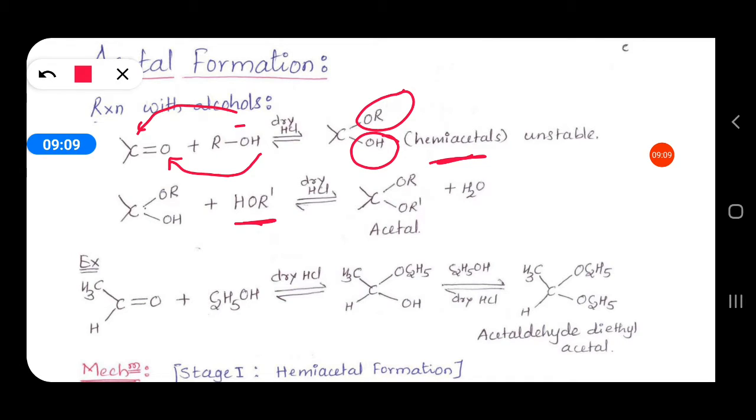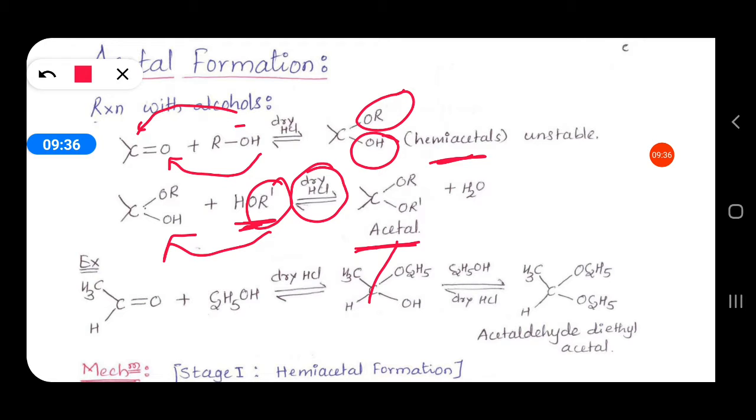So that may be the same alcohol or a different alcohol. That's why here R dash is taken to show a different alcohol, or the same alcohol can be taken. Again in presence of dry HCl, another molecule of alcohol is added and it gives acetals. These acetals are now stable compounds.